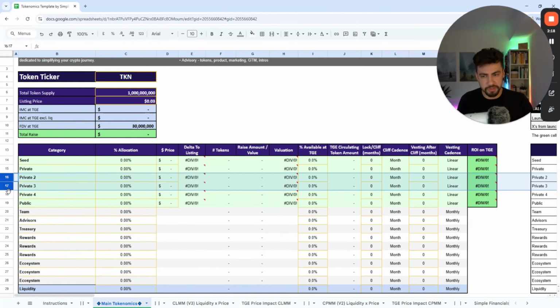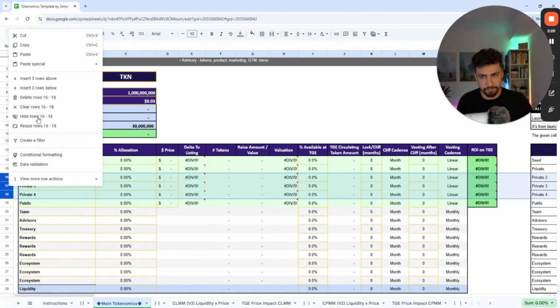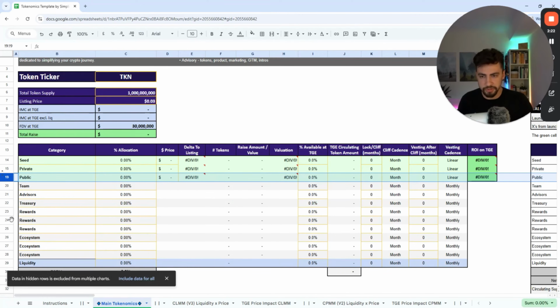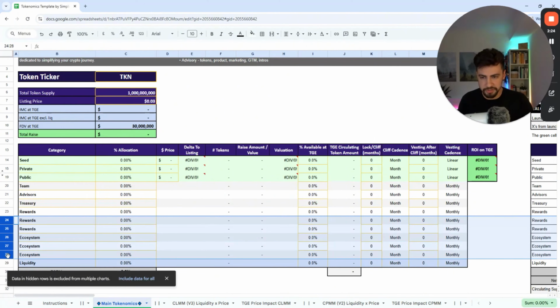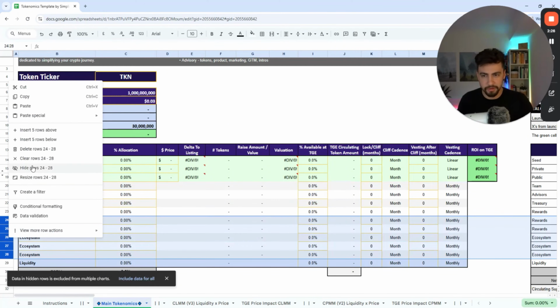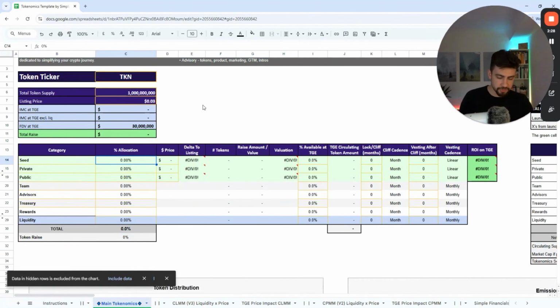For the rows that we're not using, select them and hide them. Don't delete them, just hide them so that all the formulas work. So for now, for this explainer, we don't need any of these rows. Now let's just quickly fill this in.